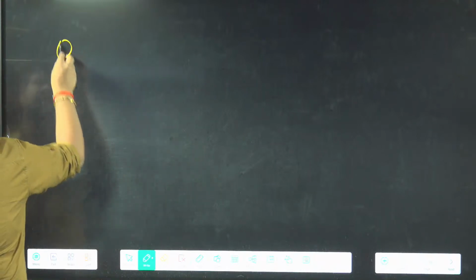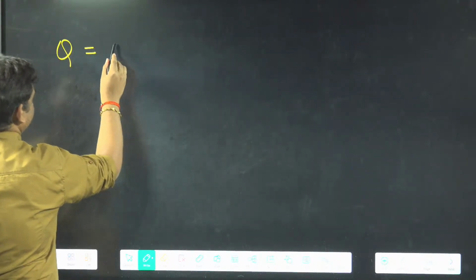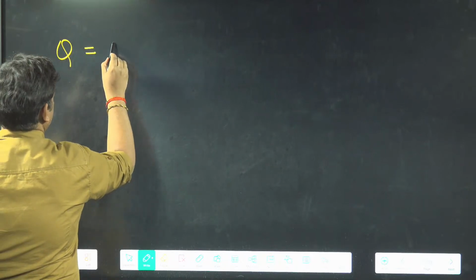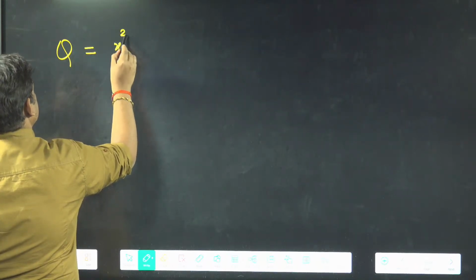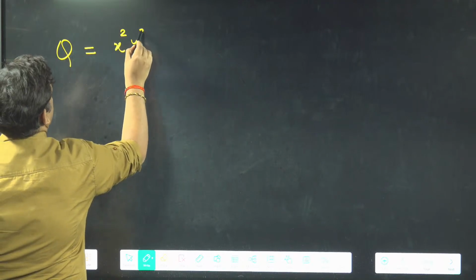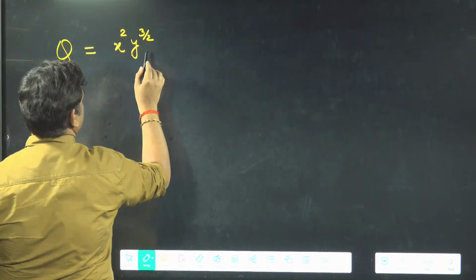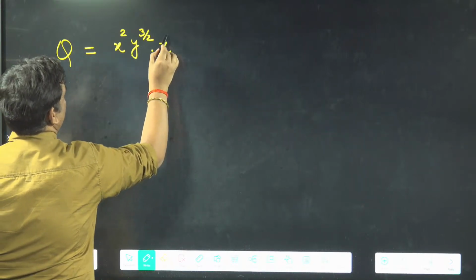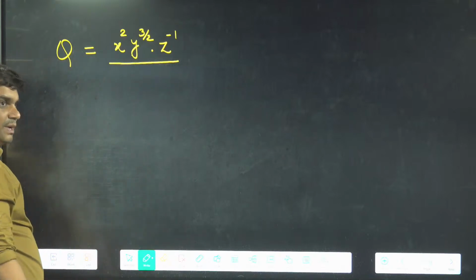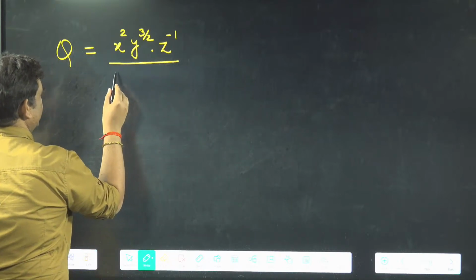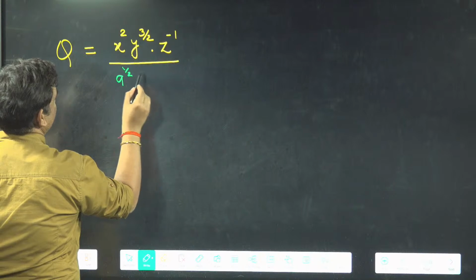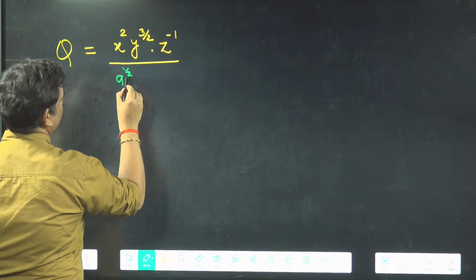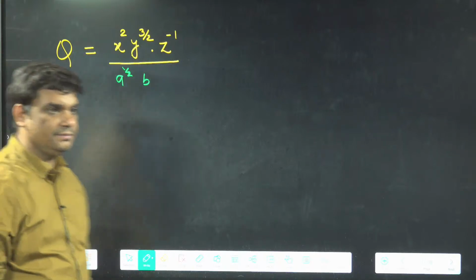Right, question here. A quantity Q is related to H: Q equals x square, y power 3 by 2, into z power minus 1, divided by a power 1 by 2 into b. This is given.